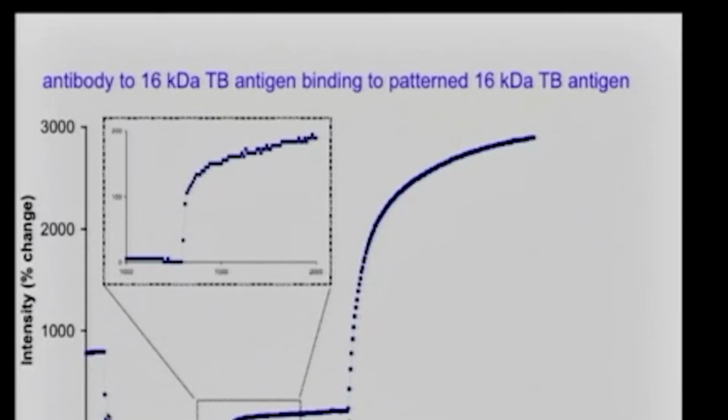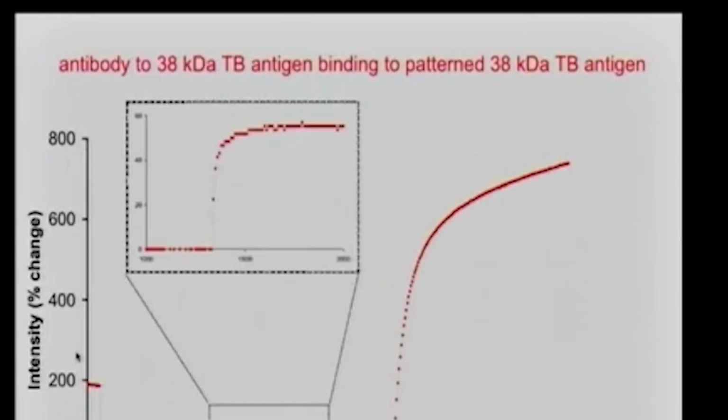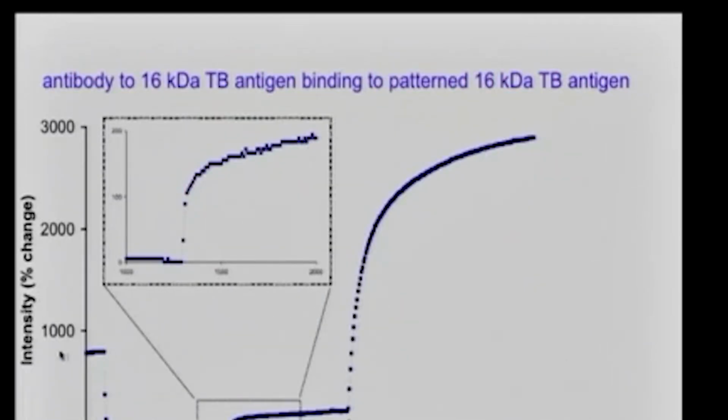Again, you start with the experiment here, and so how do you correct for the baseline in the beginning? Because I see it's beginning from 800 or something. Yeah, so there's a baseline here because there is a diffraction pattern. We've put down the 16 kilodalton antigen on the substrate, and so when you shine light on it, there's going to be a baseline.